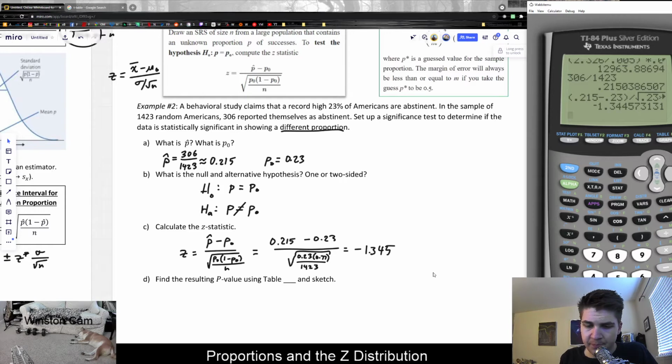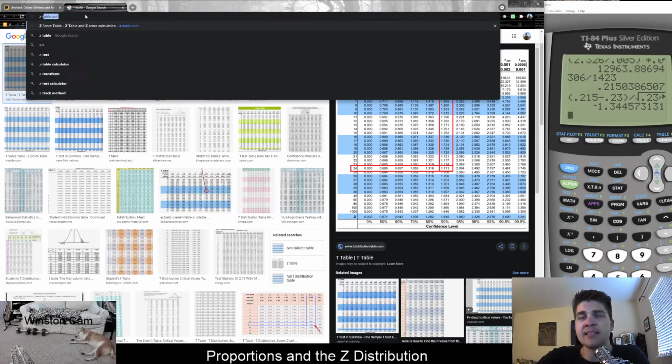And again, we can round that to the nearest 3 or 4 sig figs. Because how we use this is the next goal is to find the p-value. Again, we don't need table C here because this is a Z score. So we need to go to table A to look up what's the resulting p-value. So let's search up a Z table.